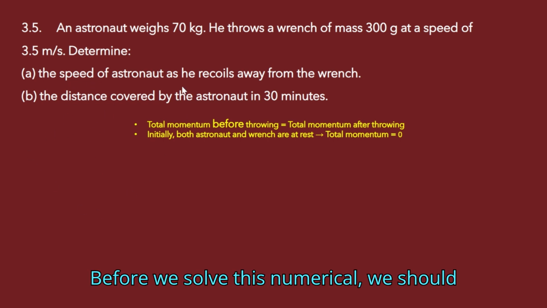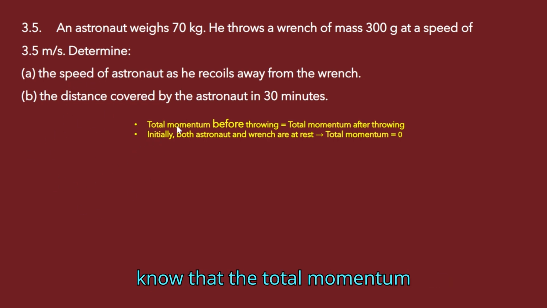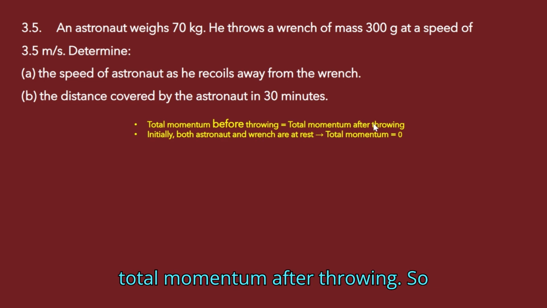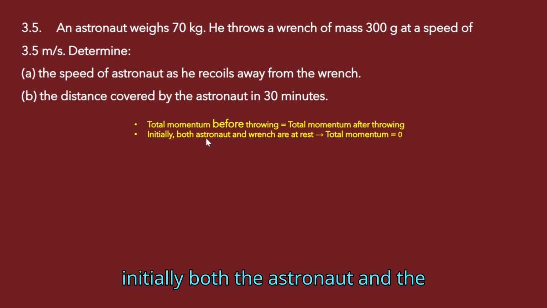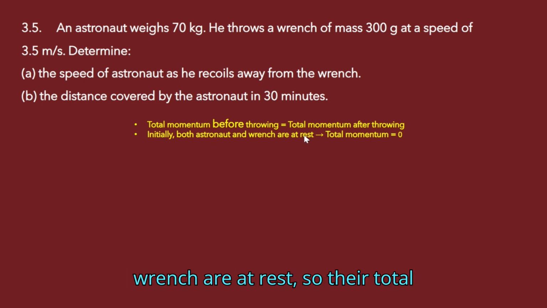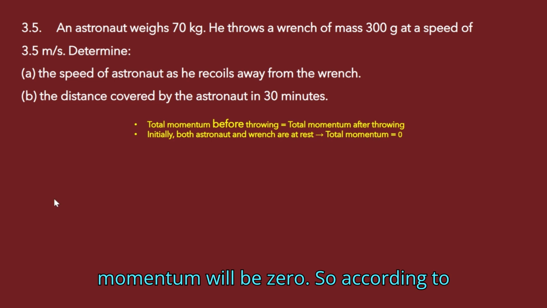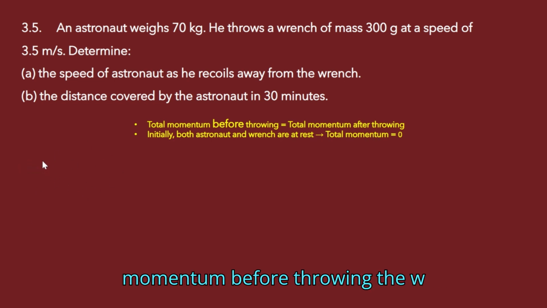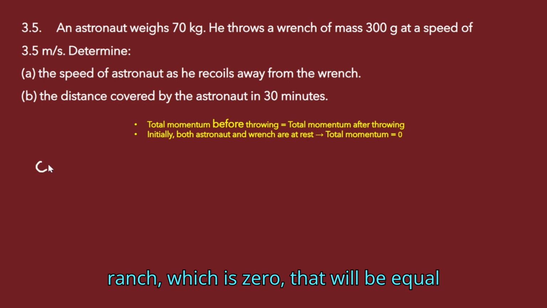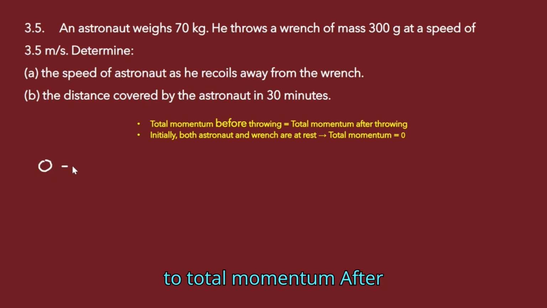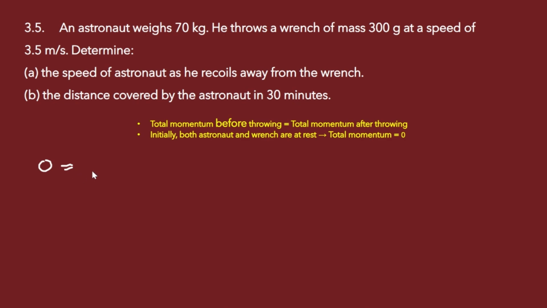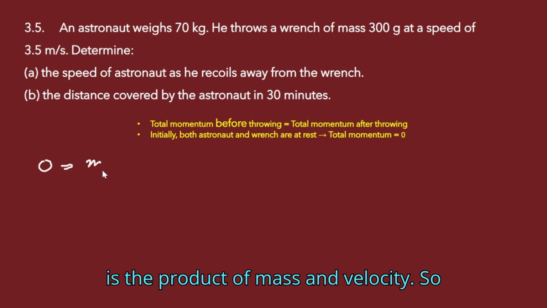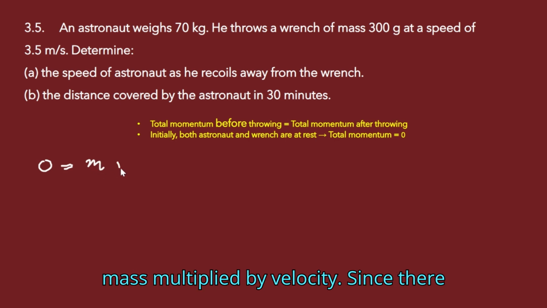Before we solve this numerical, we should know that the total momentum before throwing the wrench is equal to total momentum after throwing. Initially, both the astronaut and the wrench are at rest, so their total momentum will be zero. So according to the law of conservation of momentum, total momentum before throwing the wrench, which is zero, will be equal to total momentum after throwing. That will be equal to momentum, which is the product of mass and velocity, so mass multiplied by velocity.